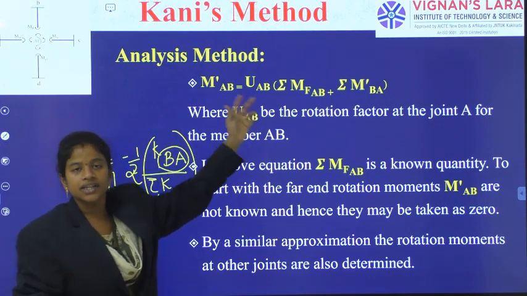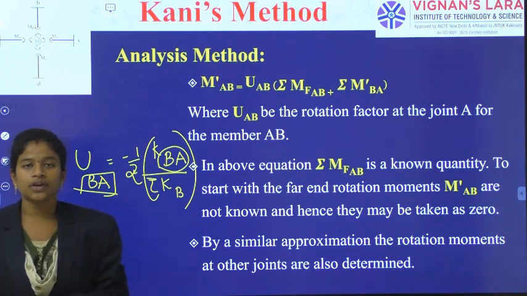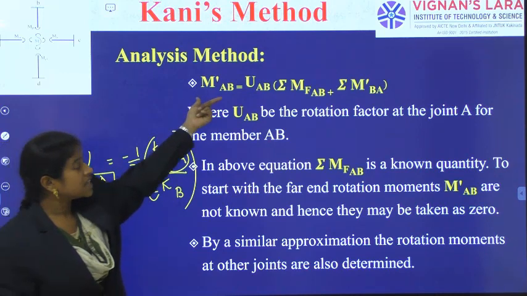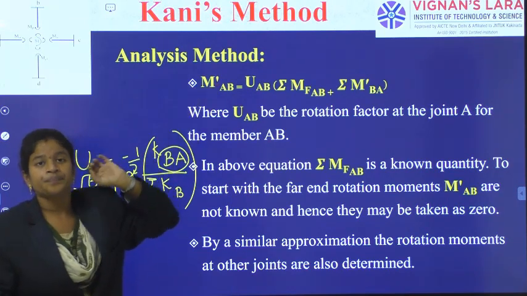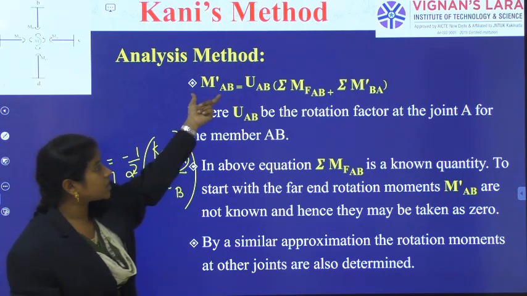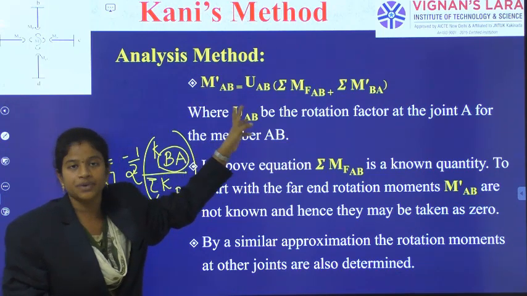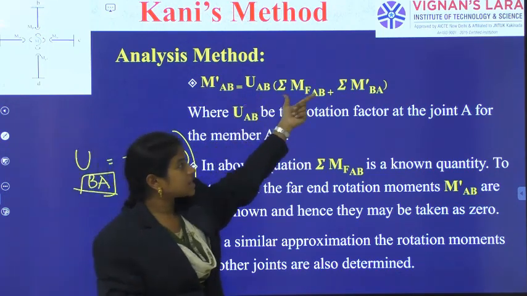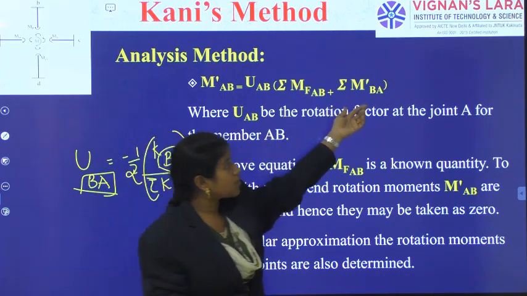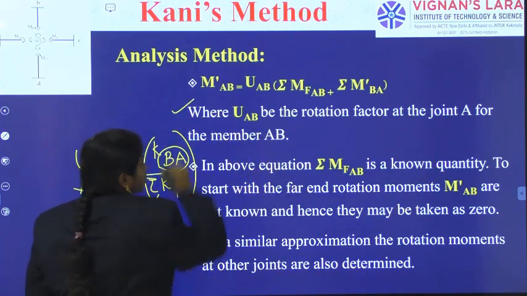Using the rotation factor, we can calculate the rotation contribution moment. It is a moment value, but it is a rotation contribution. The rotation contribution at A towards B is equal to U_AB into the summation of the fixed end moments at AB and the sum of the rotation contributions of the farther end. This you have discussed already.